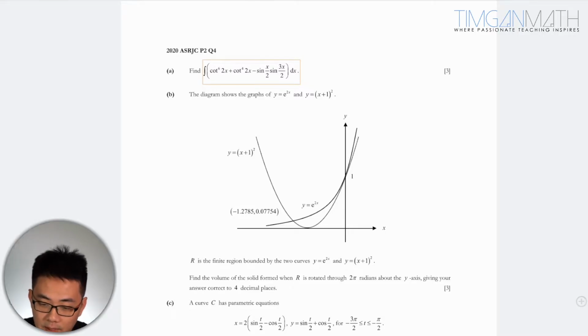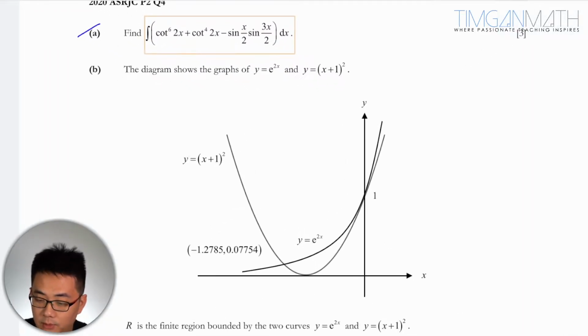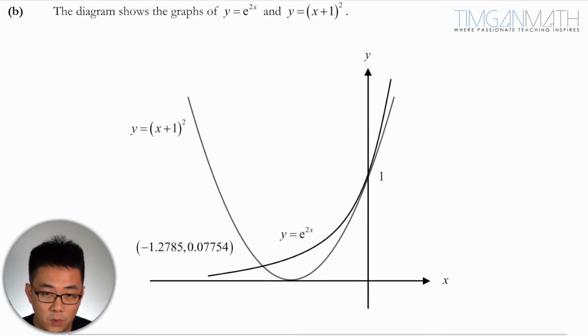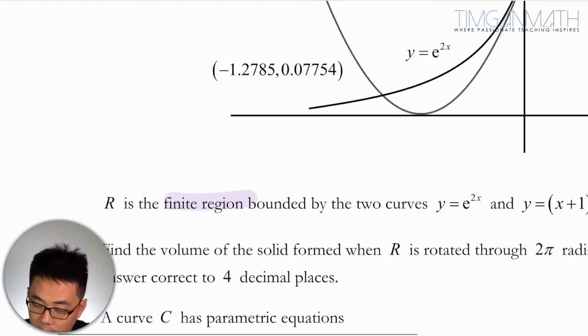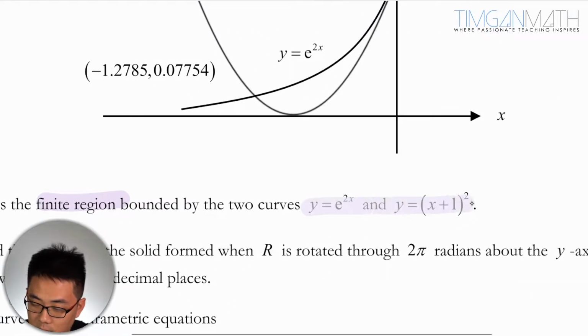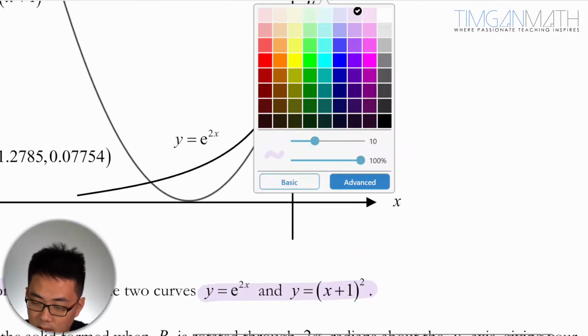So let's look at part B. In part B, the diagram shows y equals 2x and y equals x plus 1, and R is a finite region bounded by these two curves here. So essentially what we're looking at is this curve here.